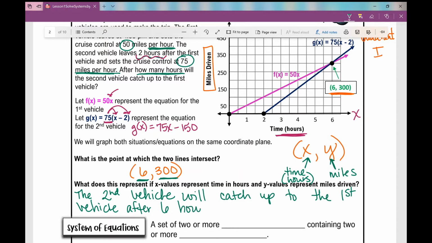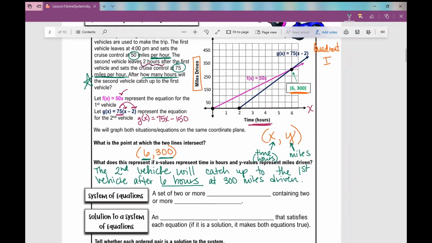So that's our time. Remember that question up there? After how many hours will the second vehicle catch up to the first vehicle? After 6 hours. But let's talk about what this entire ordered pair means. It means the second vehicle will catch up to the first vehicle after 6 hours at 300 miles driven. That's what that means. And that is a system of equations.